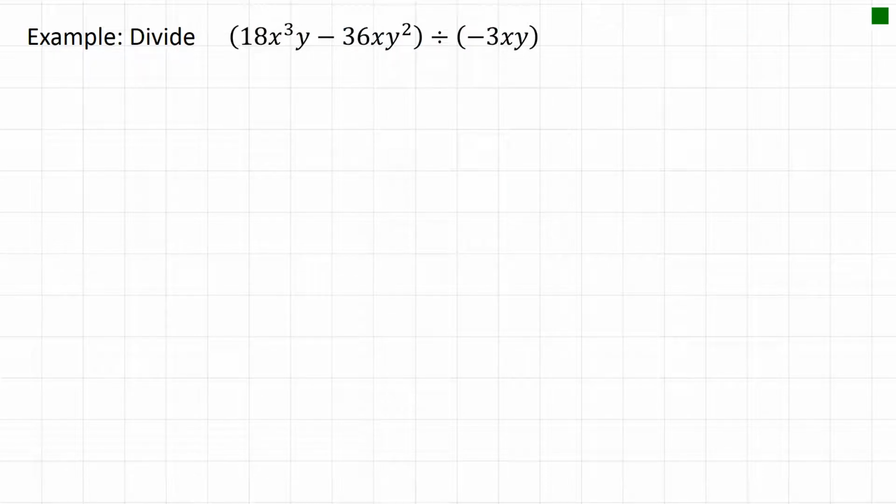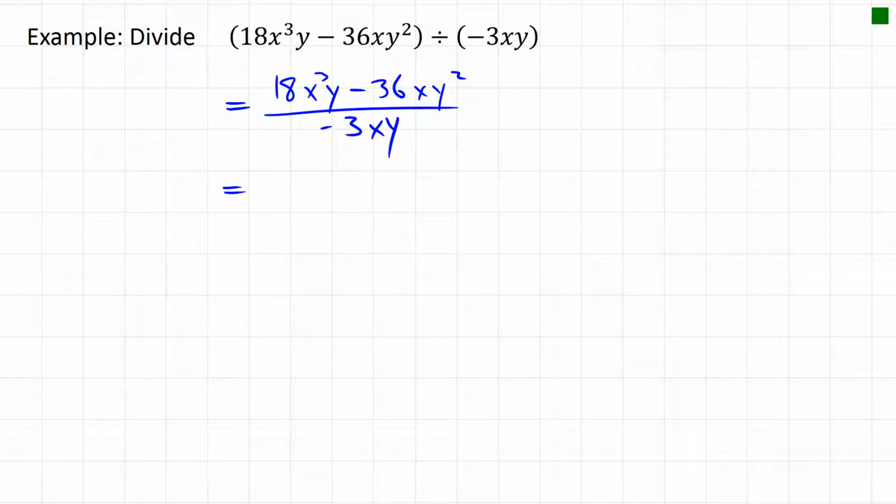So again, when we do division problems, I always like to write it as a fraction if it isn't that way already. And then, once we have our fraction, now we can split up our fraction into two separate fractions over the same denominator. So again, we have to basically divide each term in the numerator by the denominator. So I have 18x cubed y over negative 3xy and minus 36xy squared over negative 3xy.